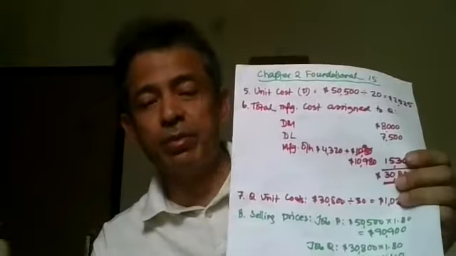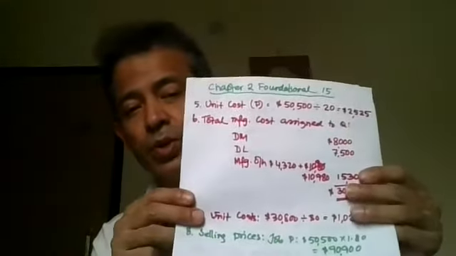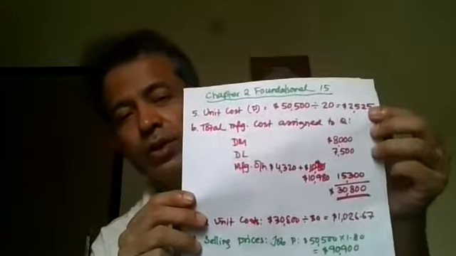That leads us to requirement 5, which asks for the unit cost of P if P had 20 units. Unit cost is simply the total manufacturing cost divided by the number of units. The number of units was 20. So we divided by 20 and we got the answer to requirement 5.